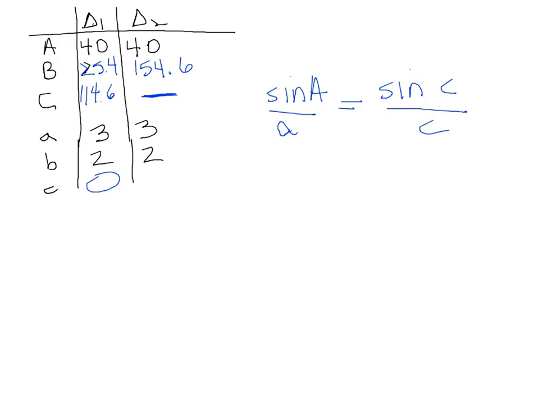Okay. Are there any questions about this? Well, if this is a triangle, then 40 plus 25.4 plus some x, or angle C, is equal to 180. Okay, perfect. Any other questions? All right.